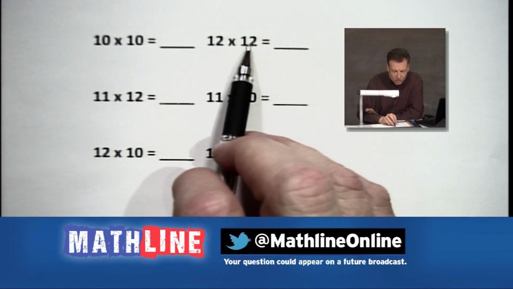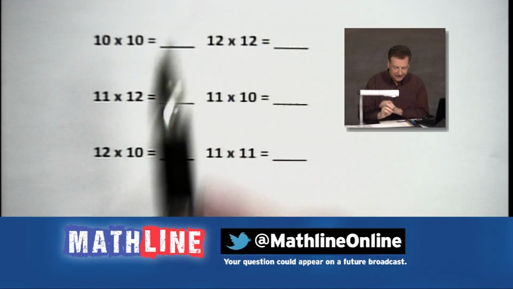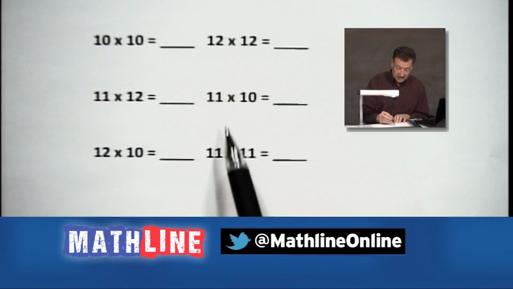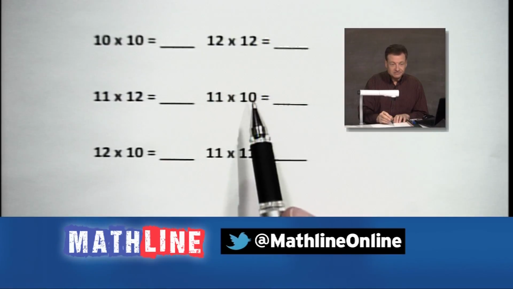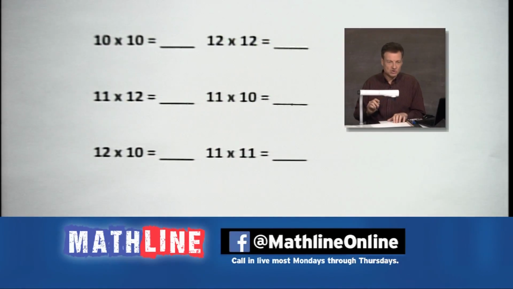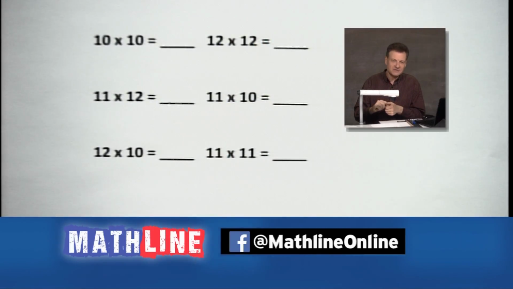12 times 12. Ooh, sounds like a lot of squaring going on here. 11 times 12, or 12 times 11. 11 times 10. 12 times 10. And there's another one of those squares, 11 squared. Once again, those squares are important. Those are important to know your squares. When you square something, it's nice to know what 12 times 12 is, or 10 times 10, 11 times 11. Okay, everybody got answers? Because we're going to kick through these.